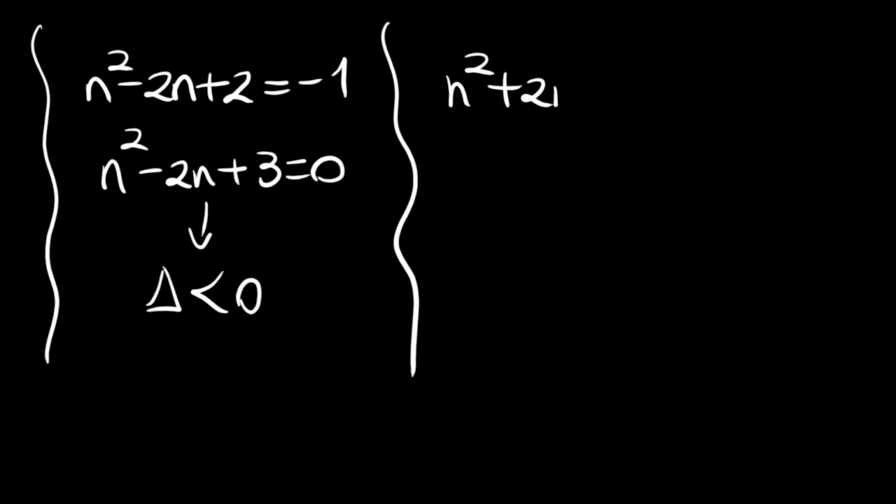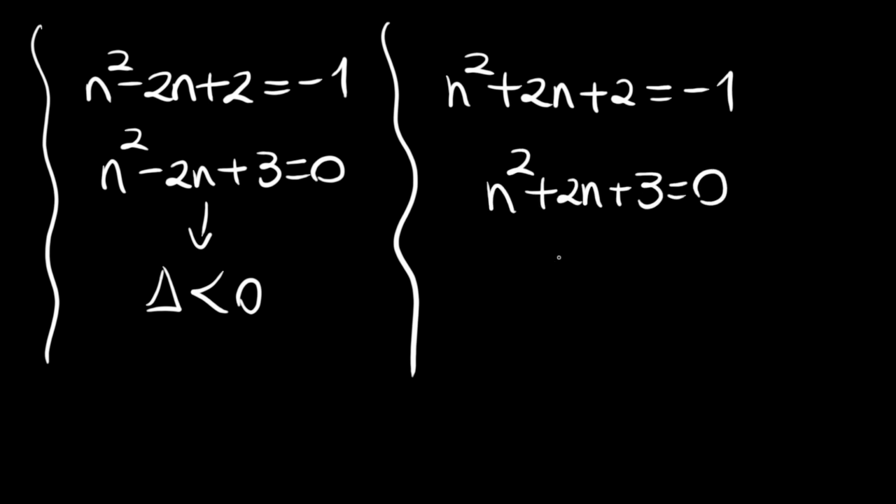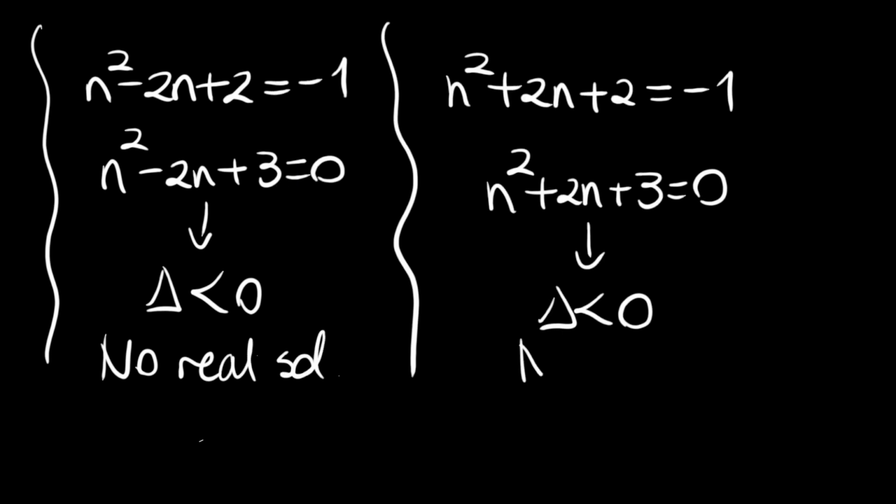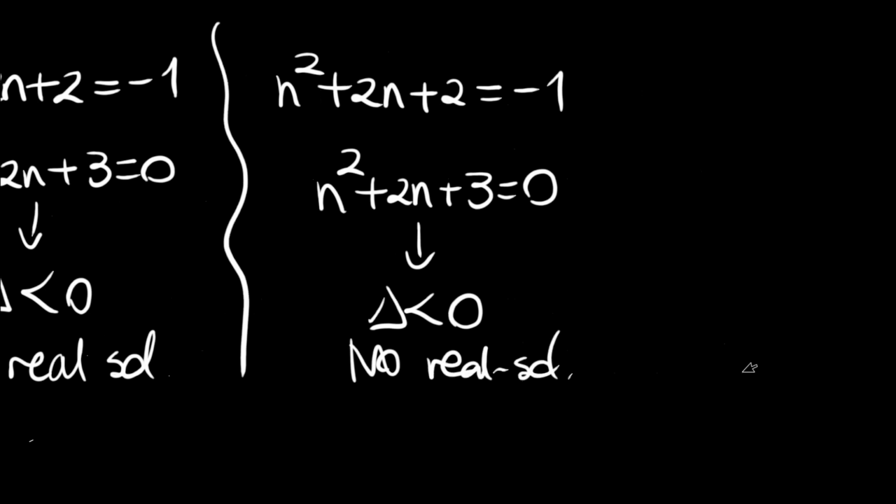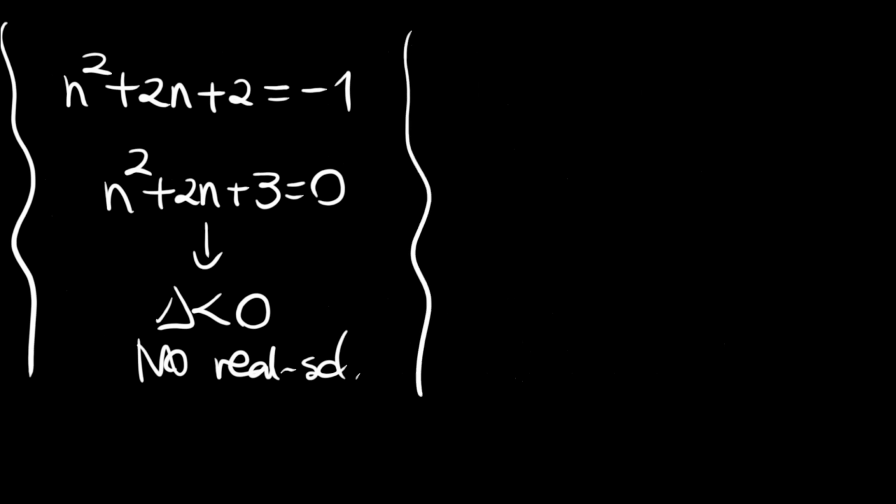And the second one will also give the same. N squared plus 2n plus 2 is equal to negative 1 gives n squared plus 2n plus 3 is equal to 0. Again, discriminant is negative, so no real solutions for this possibility. So the result, actually the set of solutions, is negative and positive 1 for n to make n to the fourth power plus 4 equal to a prime number.